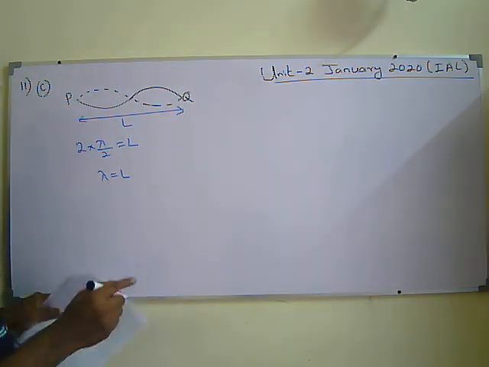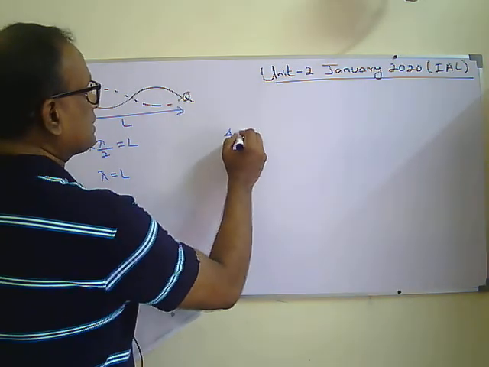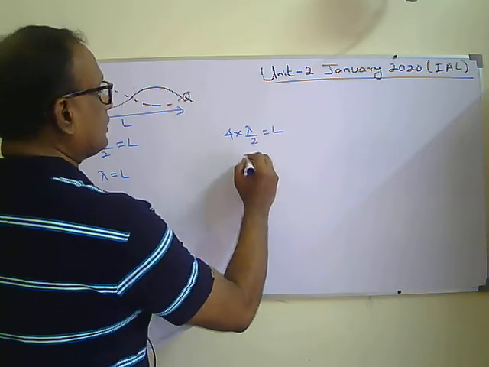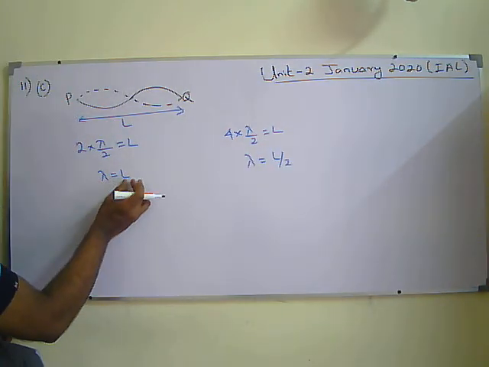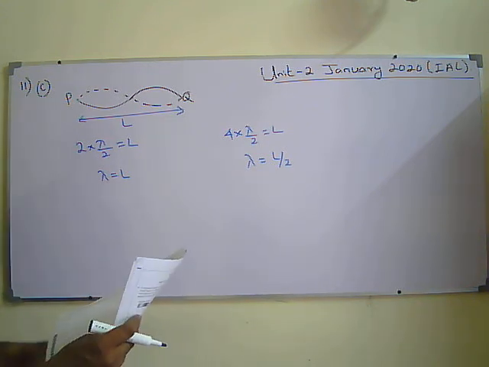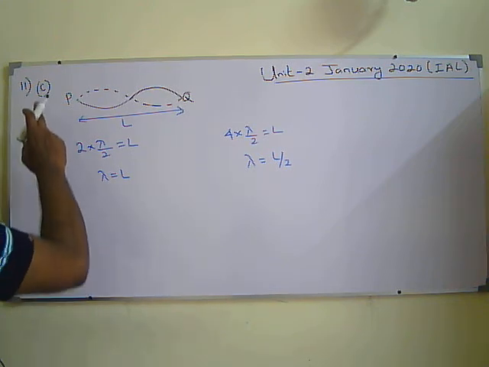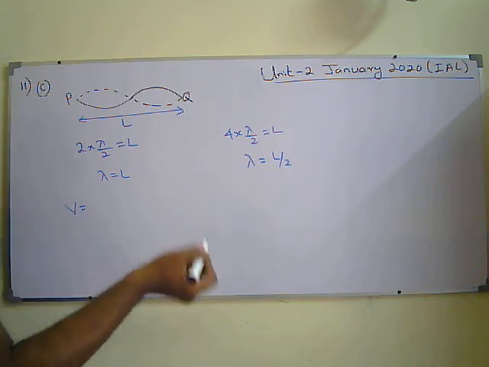Earlier, in the A part, we got 4 times lambda by 2 equal to L, so lambda was L by 2. Now the length is not changing, so the wavelength has increased. But the question is, what will happen to the speed when the frequency is reduced? That's the C part. So the speed is given by the speed of the transverse wave.